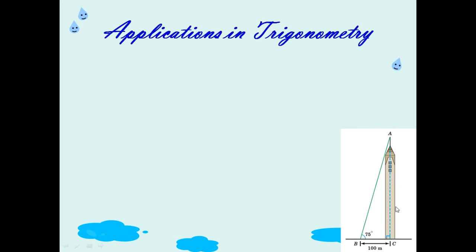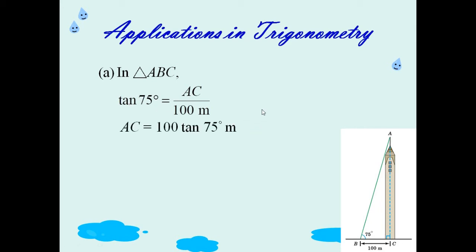The length of AC is just the opposite side of the angle of elevation, and the length of BC is the adjacent side. So the opposite side divided by the adjacent side is equal to the tangent of the angle. In this triangle, we can say AC divided by the horizontal distance 100 meters is equal to tangent 75 degrees. So rearranging, we get AC is 100 tangent 75 degrees. By pressing your calculator, you'll get 373 meters.